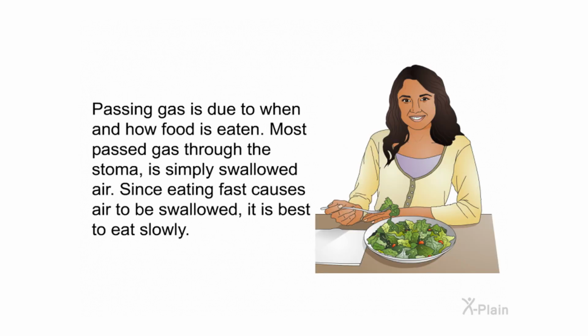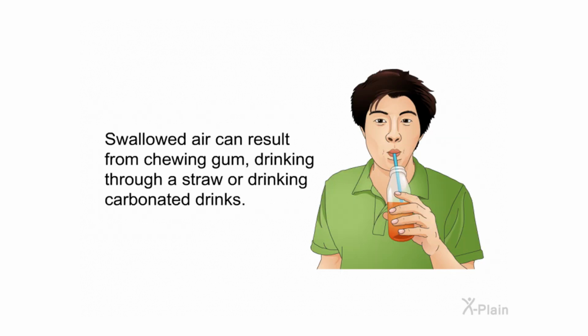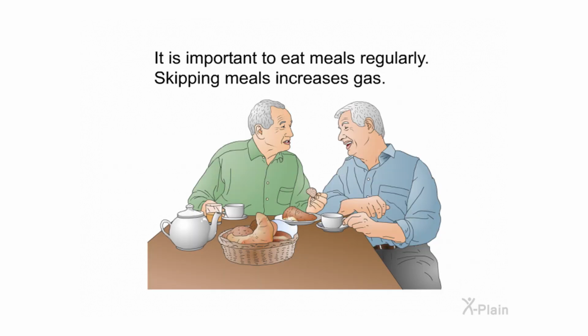Passing gas is due to when and how food is eaten. Most passed gas through the stoma is simply swallowed air. Since eating fast causes air to be swallowed, it is best to eat slowly. Swallowed air can result from chewing gum, drinking through a straw, or drinking carbonated drinks. It is important to eat meals regularly. Skipping meals increases gas.